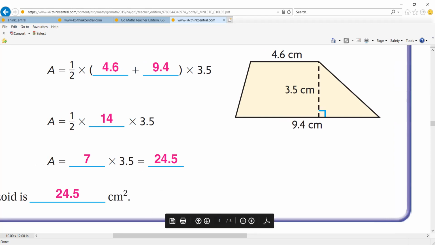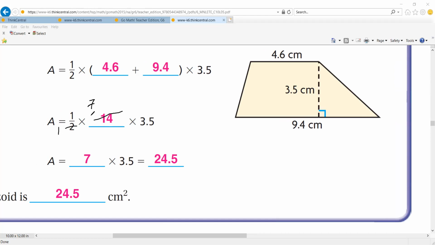Do you want me to explain this? See here. What did they do? How did they get 7? 2 times 1 and 2 times 7. So they got 7 times 3.5, that is 24.5 centimeter square. Miss, in the second one, do we write 14 or 7? Write 14 and then cut like this, how I did it.